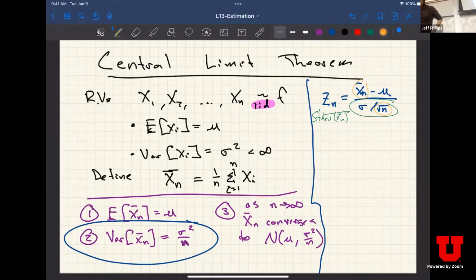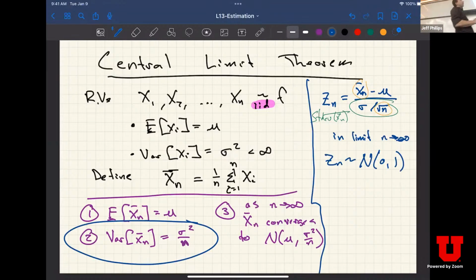Okay, so what I can claim now is that in the limit as n goes to infinity, Zn will be distributed as a normal random variable with zero mean and standard deviation 1. Okay, so it's okay for the mean to be zero, right? If that's just a real value, it can be negative, it can be positive. Zero seems like a good spot in the middle.